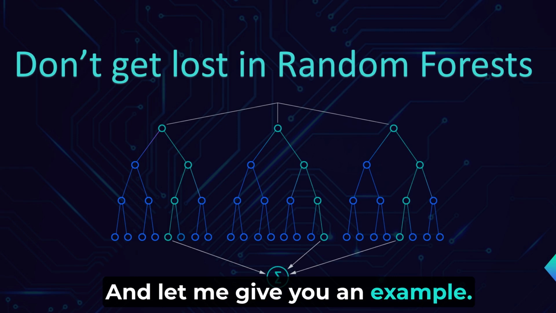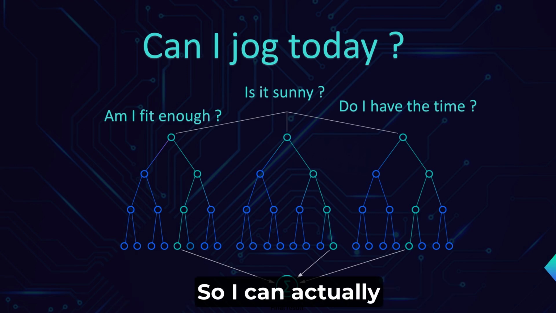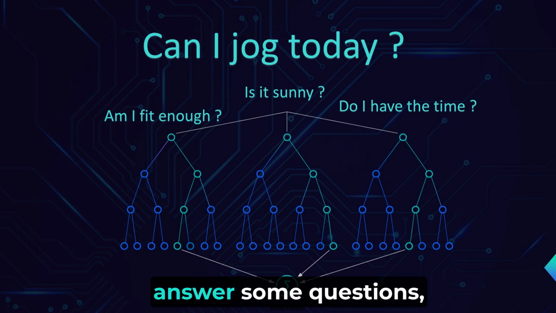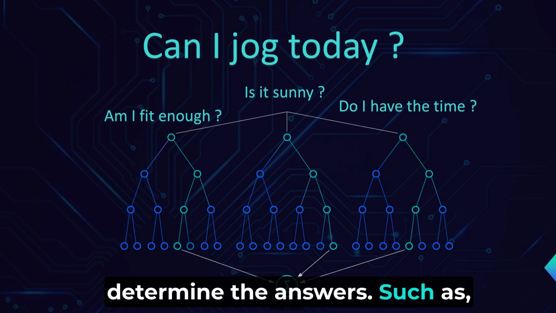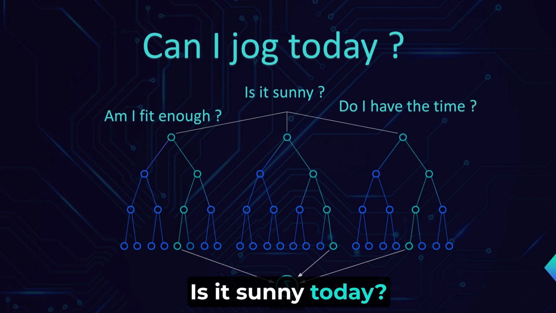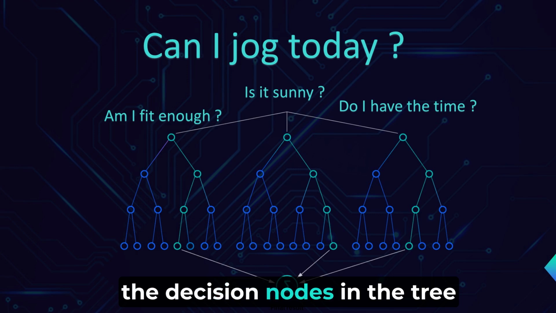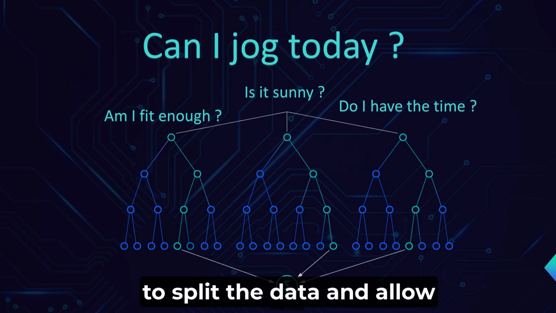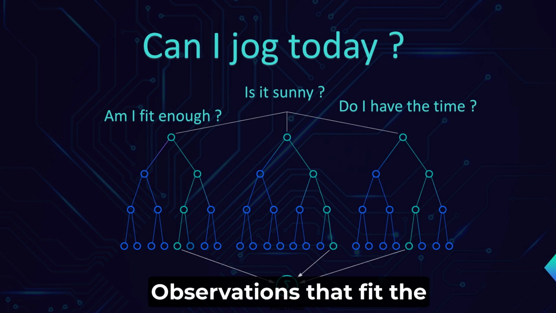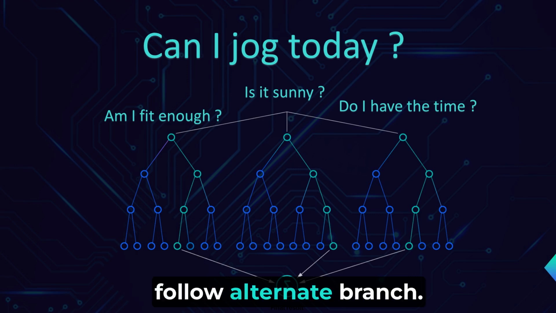And let me give you an example. Let's say that I'm asking myself, do I want to go jogging today? So I can answer a series of questions to determine the answer, such as, am I fit enough to go jogging? Is it sunny today? Do I have the time to go jogging? And all these questions make up the decision nodes in the tree to split the data and allow me to make a decision. Observations that fit the criteria will follow one branch, and those that don't will follow an alternate branch.